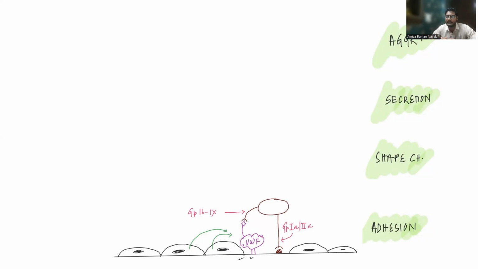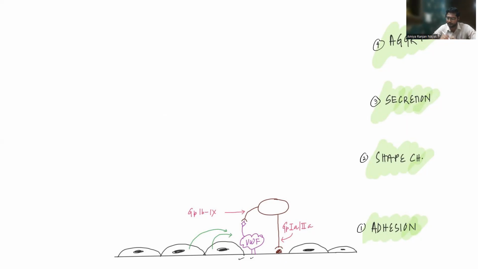Now how do these things happen? It has 4 steps. First step is platelet adhesion. Second step is platelet shape change. Third step is secretion of the granule contents, and fourth step is platelet aggregation. So these are the 4 steps of primary plug formation because of the platelets. Okay, now we'll see each step one by one.